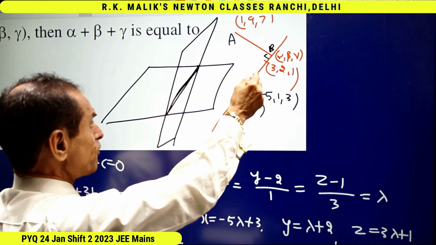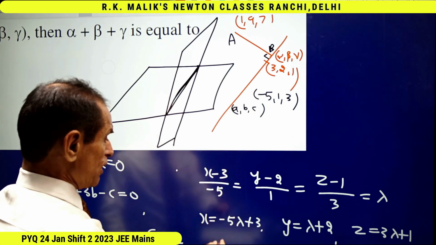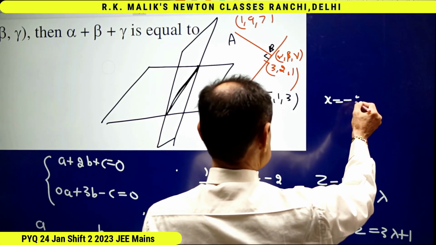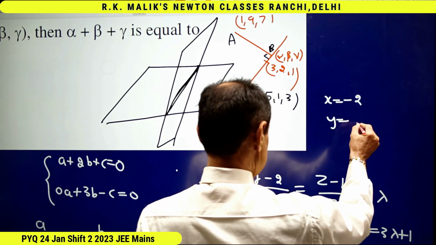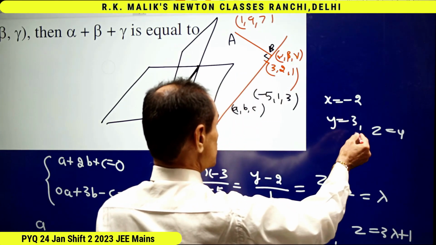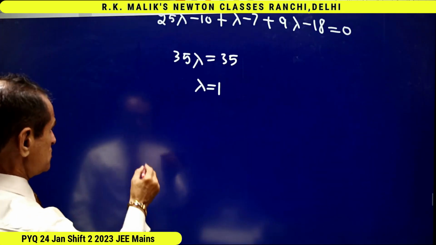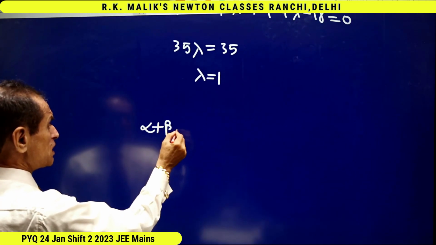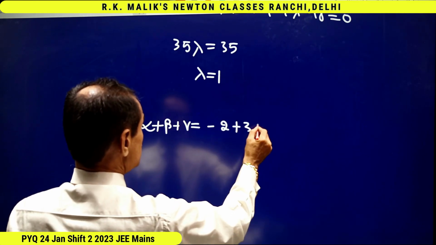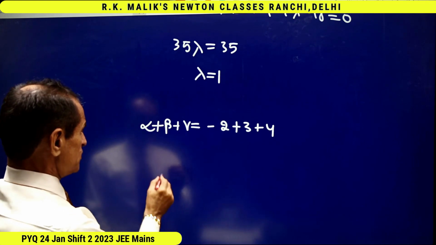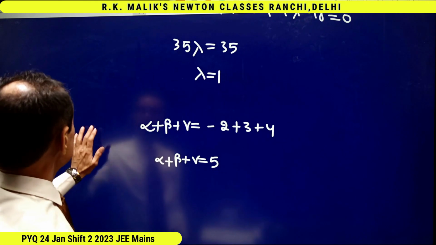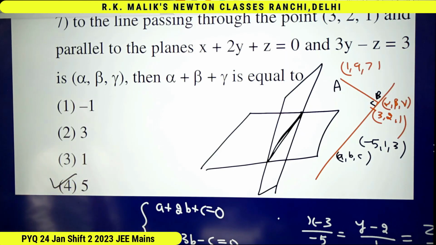That is, I'll get the values of alpha, beta, gamma. Putting lambda equal to 1, I get x as minus 2, y as 3, and z as 4. Hence, alpha is minus 2, beta is 3, and gamma is 4. Therefore, alpha plus beta plus gamma is minus 2 plus 3 plus 4, that is 5. Hence, I can say the fourth choice is the correct choice.